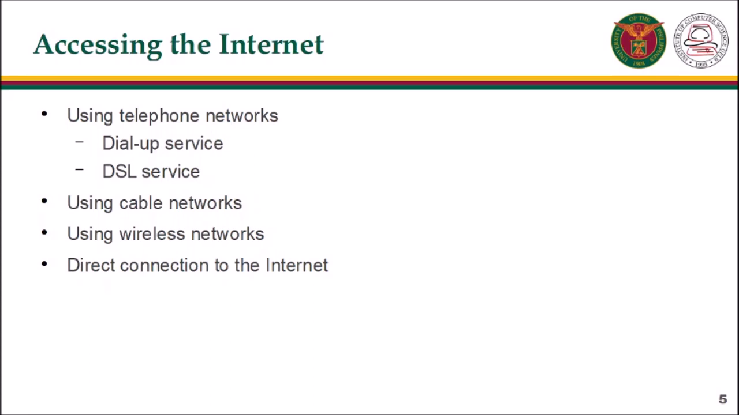The Internet today is an internetwork that allows any user to become part of it. To access the Internet, you can use the telephone networks via the dial-up service or the DSL service. You can also use the cable networks. Today, it is prevalent to use wireless networks. Large companies can directly connect to the Internet. This can be done if the organization or corporation leases a high-speed line from a carrier provider.